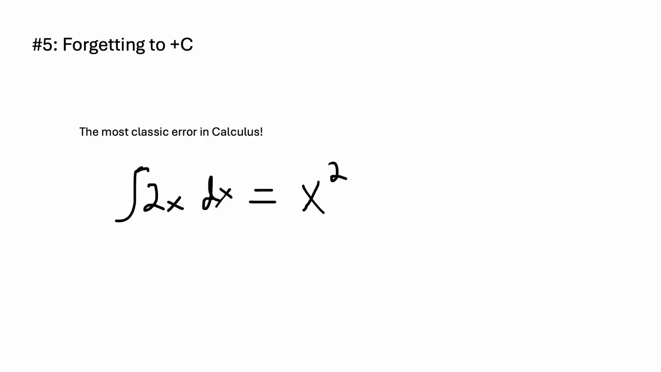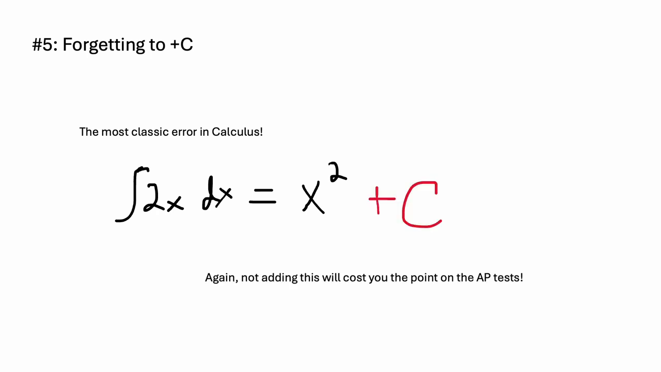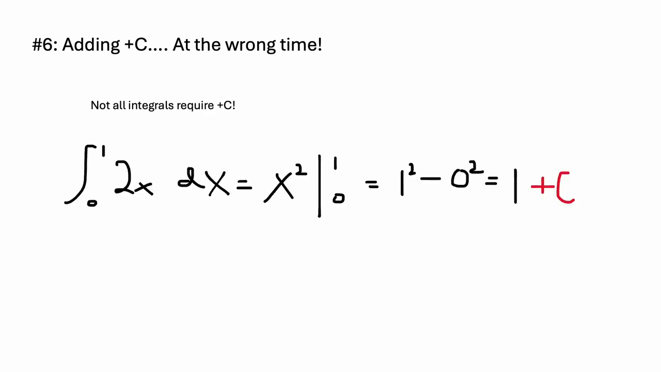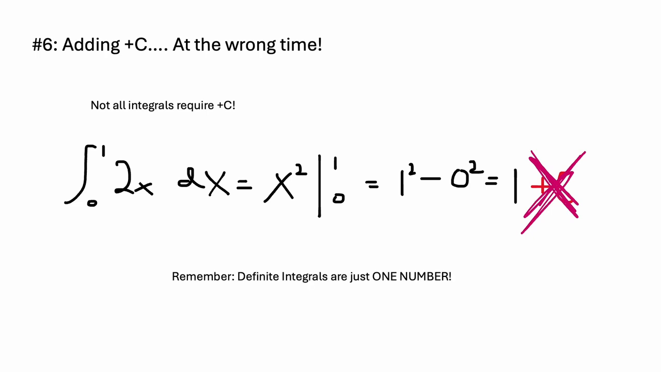And a similar mistake is forgetting the plus c in indefinite integrals. This is a very classic error, and a mistake is writing the integral like this. Well, you all know you should be adding the plus c. And again, not adding this will cost you the point on the AP test. This is very, very important. But what is also a mistake is adding plus c at the wrong time, particularly in definite integrals, like this case. Remember, a definite integral is a constant. It's the constant area under the curve, which does not require plus c, which is for generalized functions that are seen in indefinite integrals.